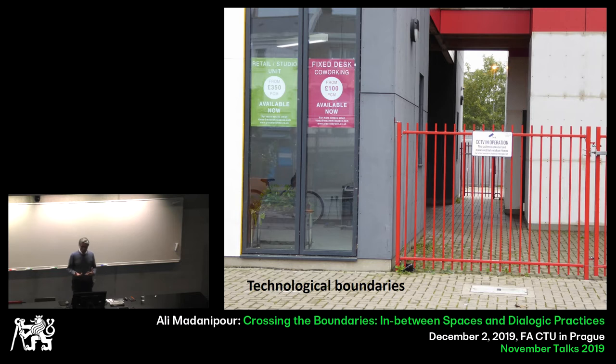There is also the design of this building, which allows the views and air to travel through it, but there is a clear-cut boundary managed through the CCTV, through technology, to prevent that movement. So it is another barrier, these technological barriers that we see everywhere at work.